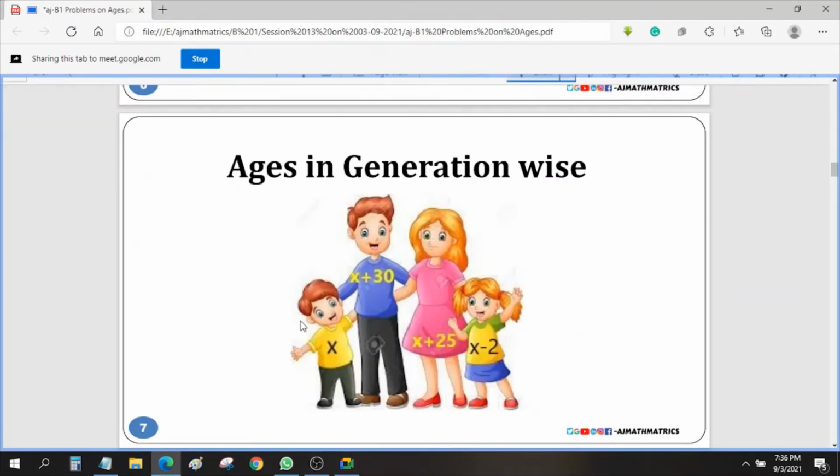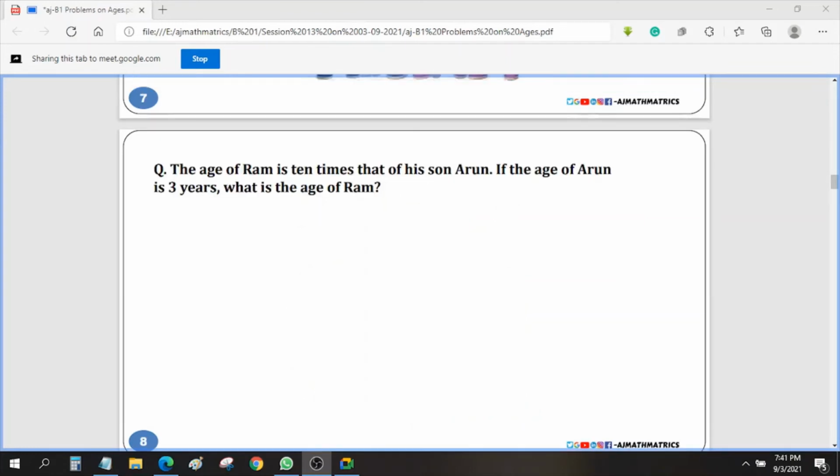Ages, generation wise. So the first question is, the age of Ram is 10 times that of his son Arun. If the age of Arun is 3 years, what is the age of Ram?